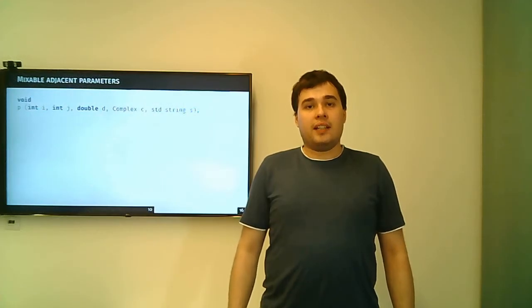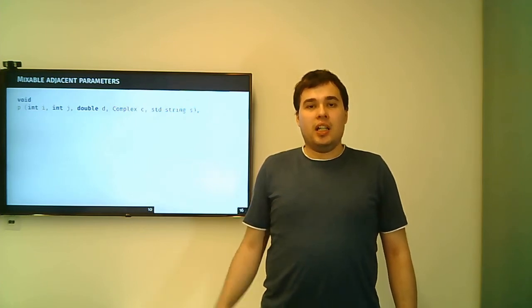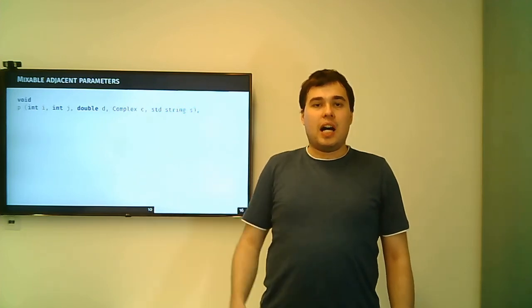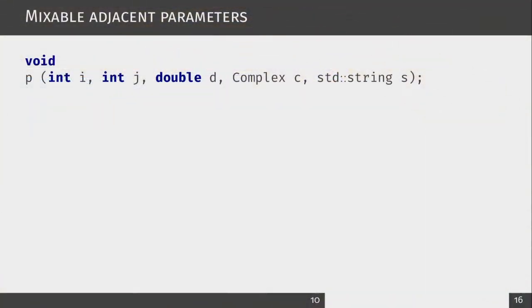Now, we will look at the fundamental building block in our research, the mixable adjacent parameter range. Consider this example function in the presentation. How many of its 5 parameters are mixable? Our analysis works by inspecting the functions and calculating whether valid expressions passed to the function at a particular location might be mixed with another one.